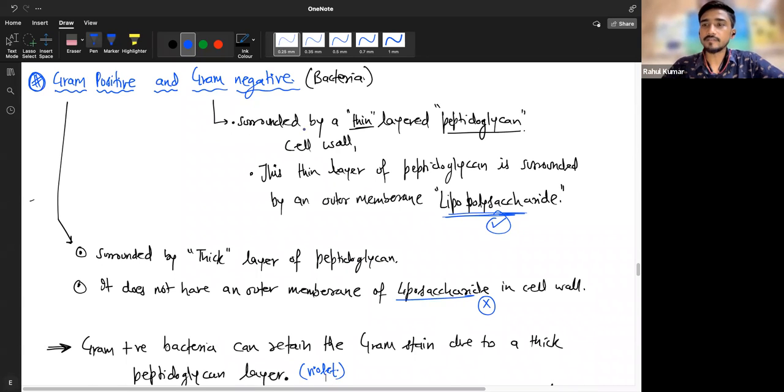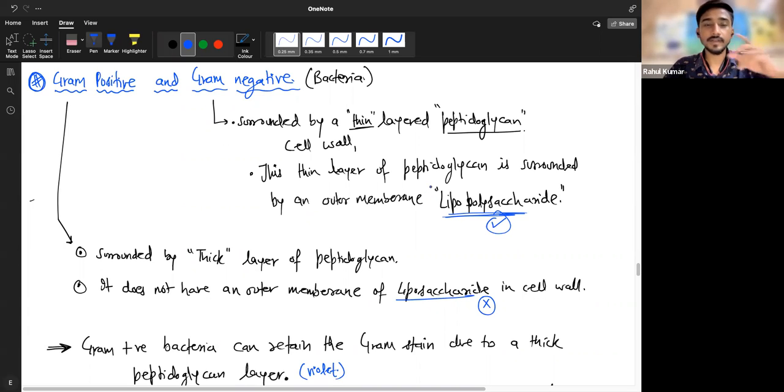But in case of gram negative, you have peptidoglycan, which is very thin. So even if you degrade or damage some bit of peptidoglycan, there is a lipopolysaccharide that you cannot damage. So because of the presence of this lipopolysaccharide, gram negative bacteria become more harmful and are difficult to kill.